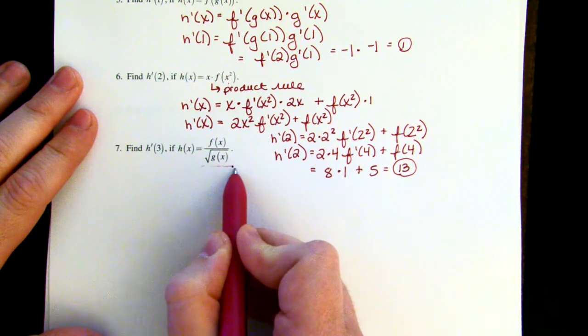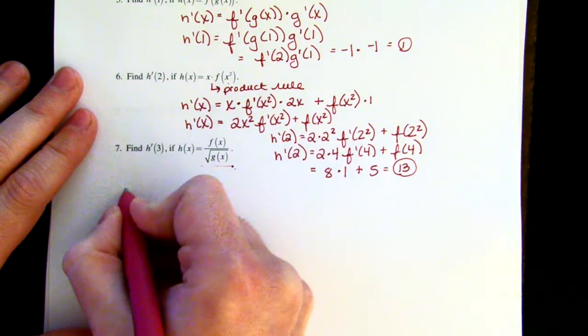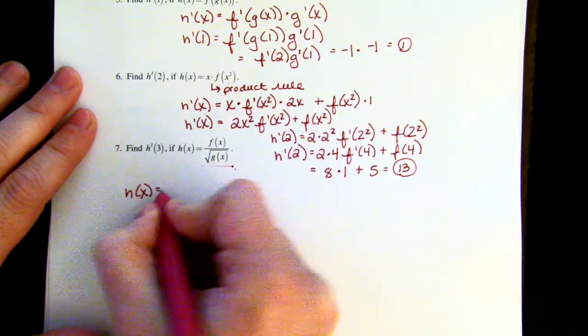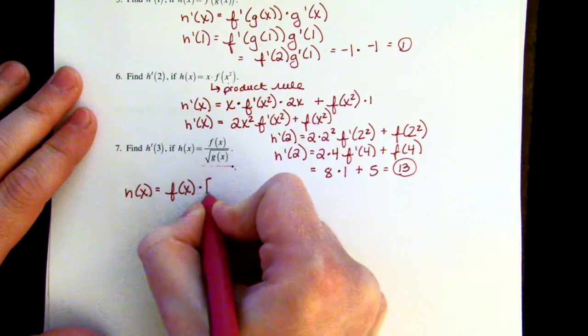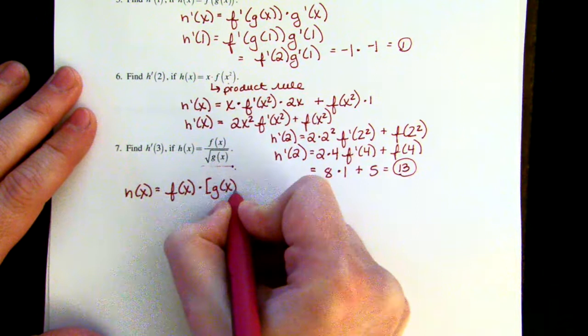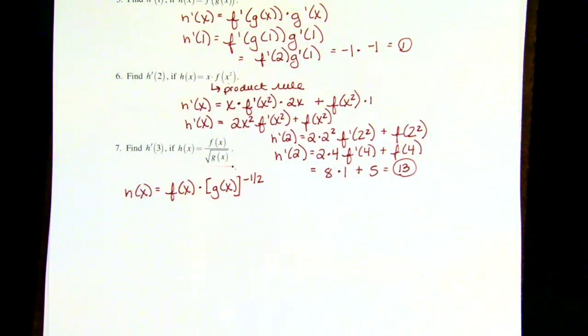If this was just over g of x, I would leave it and use quotient rule. But if I'm going to have to use chain rule on that bottom, it will be easier if I write it as a product. So I'm going to say this is f of x times g of x to the negative 1/2. I'd like to see if you can take a moment and work through your product rule. Don't plug in anything yet. Just go do your first times derivative of the second plus second times derivative of the first. I'll make the video pause.